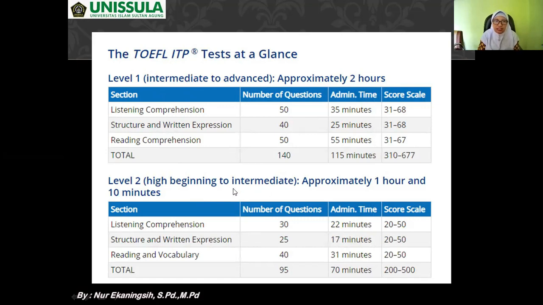And then for the beginning, yang mau ke intermediate, beginning to intermediate, listening comprehension is only about 30 questions related to 3 parts, and the time is only 22 minutes for 30 items. Okay, this is the score too, for the correct answers. If you got all 30 questions correct, you will get the score 50. And if all 50 questions are correct, you will get a score of 60.